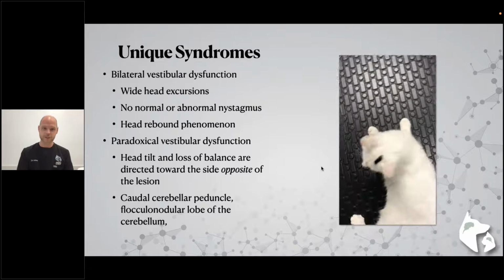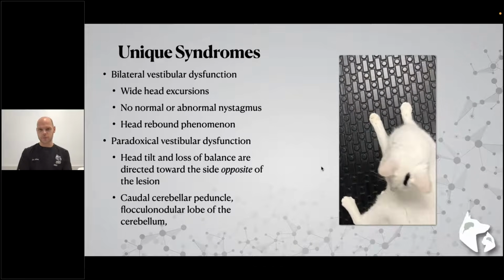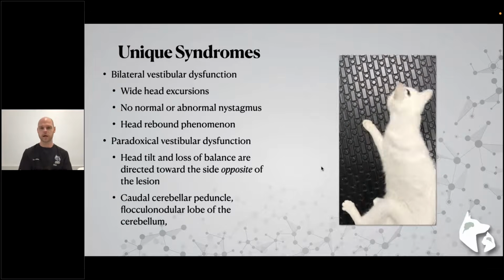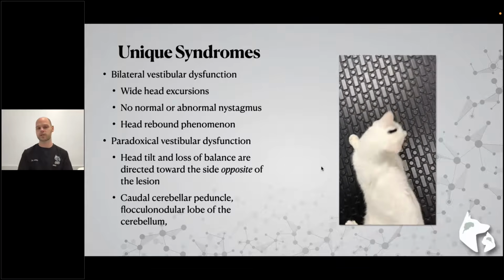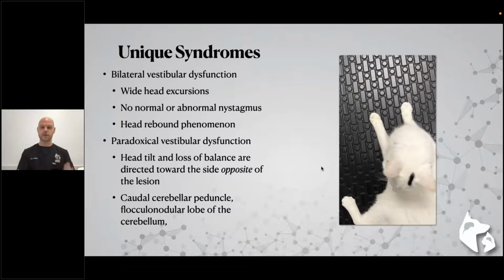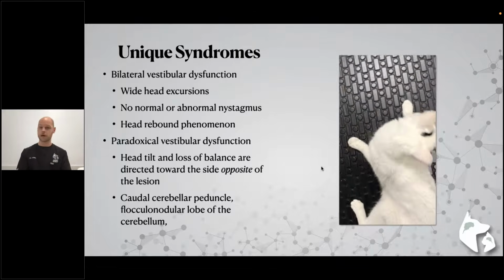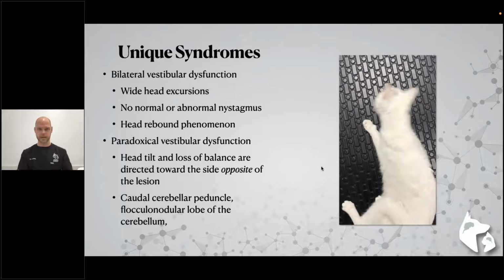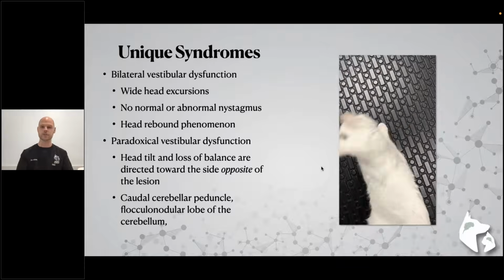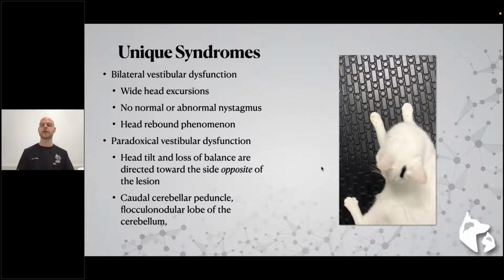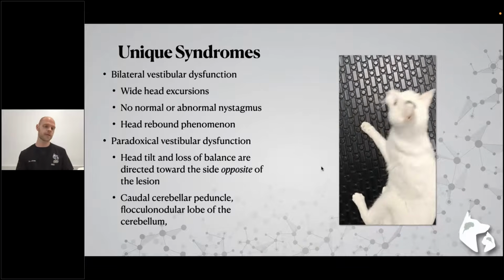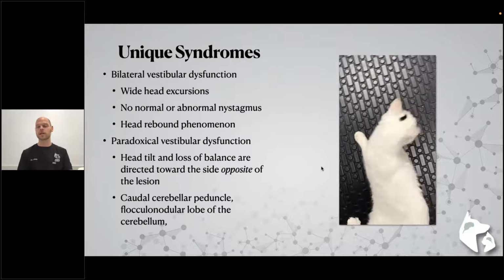So paradoxical vestibular dysfunction. This is the one that trips everyone up. This is where the head tilt and the loss of balance are directed toward the side opposite of the lesion. So these dogs and cats will come in and look like a classic vestibular animal. But go through your neuro exam and do all of the tests. You have maybe a horizontal nystagmus, fast phase to the left, head tilts to the right, they have a strabismus, everything seems pretty classic and all hunky-dory.